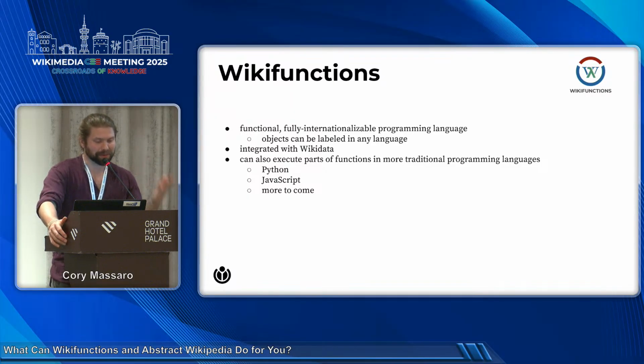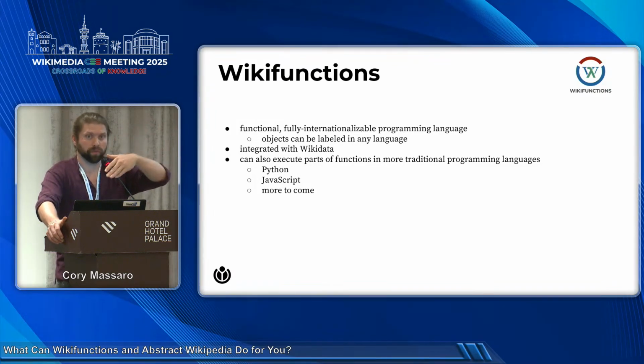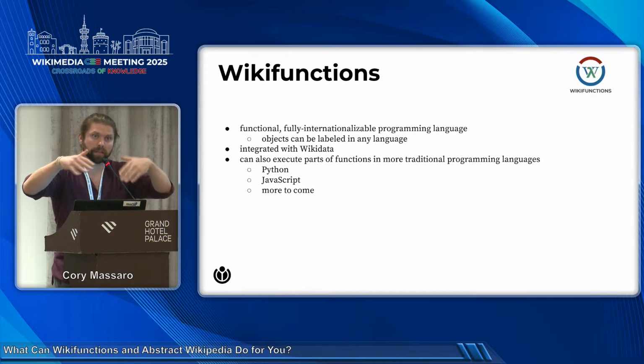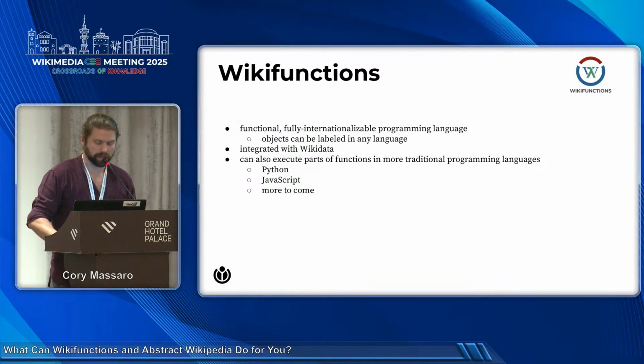Okay, so Wiki Functions. Wiki Functions is a functional and fully internationalizable programming language. What that means is instead of writing a single piece of source code, I can write a function and be editing it in English. And if you want to access that same function, you can edit it in Spanish, Turkish, whatever language you want, as long as somebody has built the labels for it. This is something that really doesn't exist anywhere else: the idea that the same piece of source code can be fully internationalized.